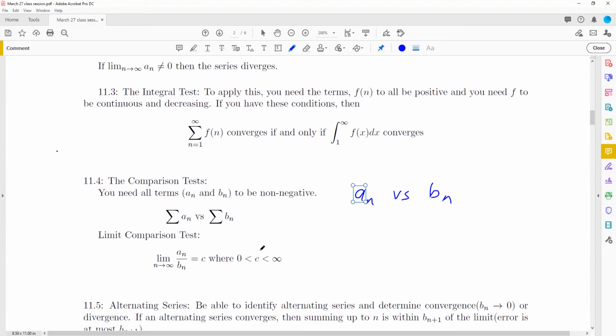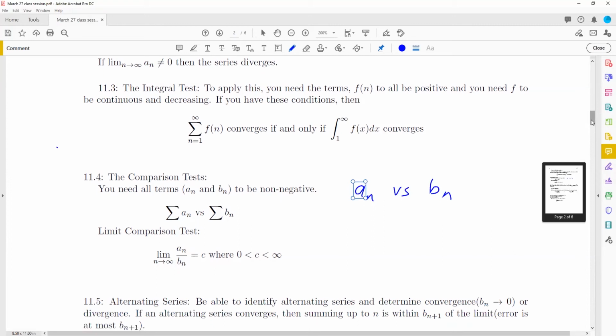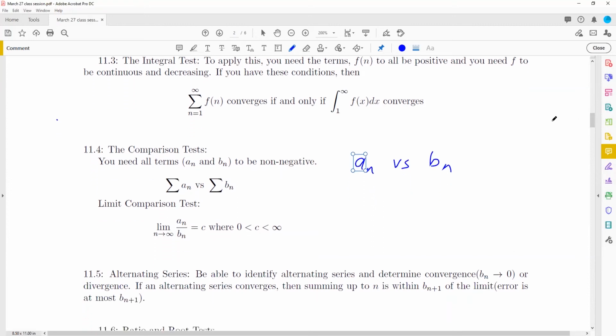Okay, so the limit comparison test is you're messing with the terms in this, and you also need the terms to be non-negative.